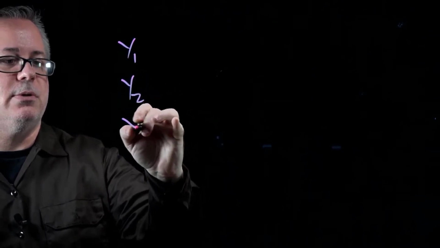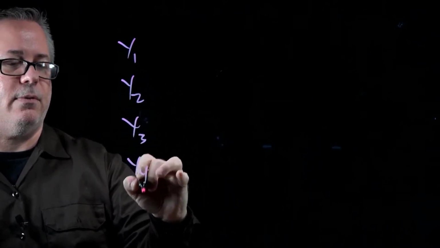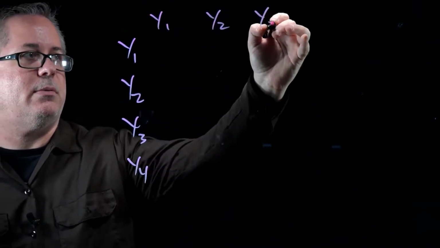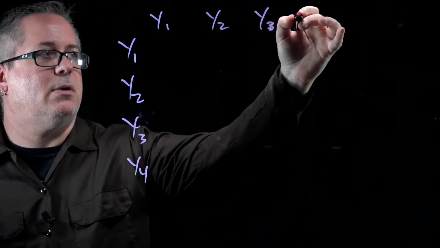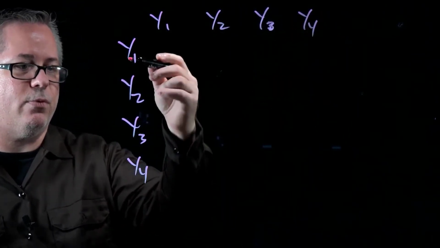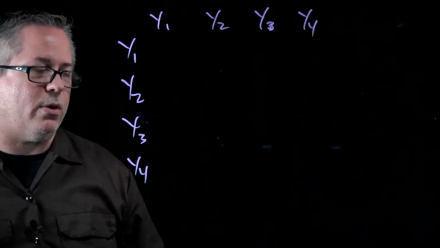So when you think about a variance-covariance matrix, you have, say, y1, y2, y3, and y4, and we're going to have y1, y2, y3, and y4 along the other side as well. All right, so we have 4 variables that we're trying to model. This is going to be a really small, very simple model.